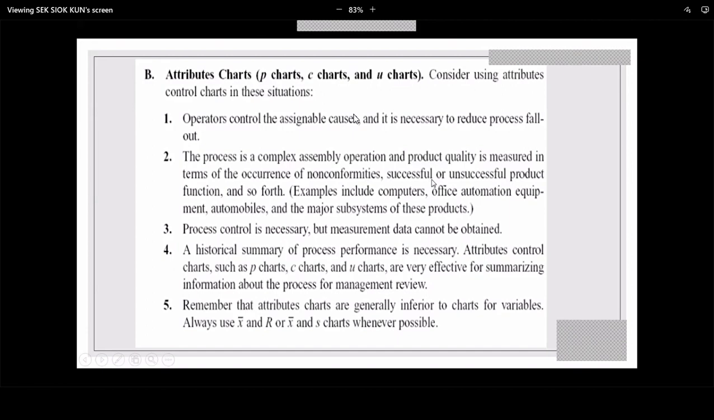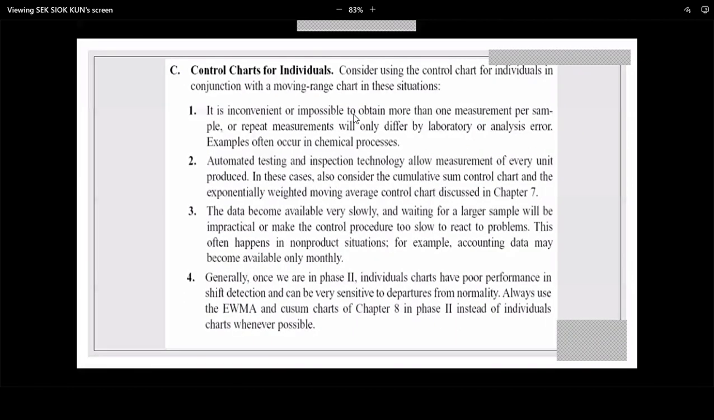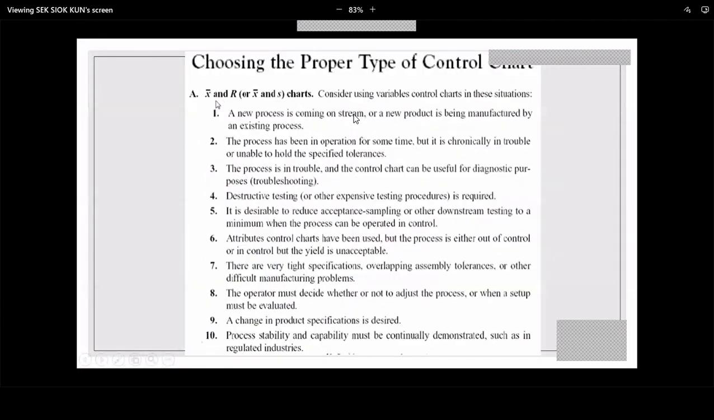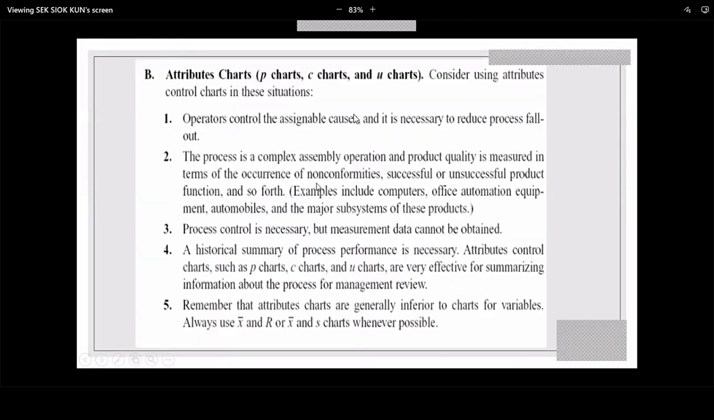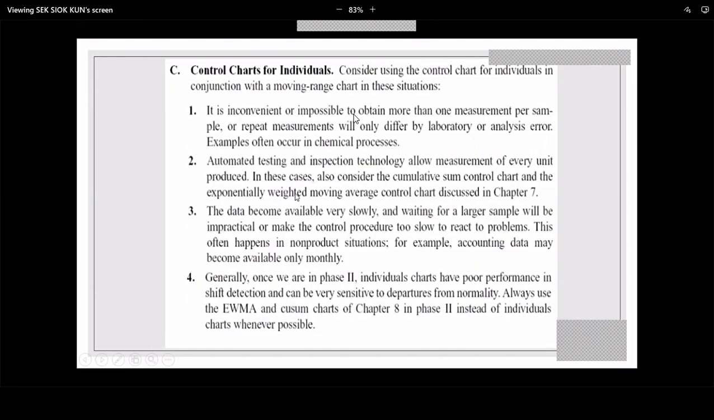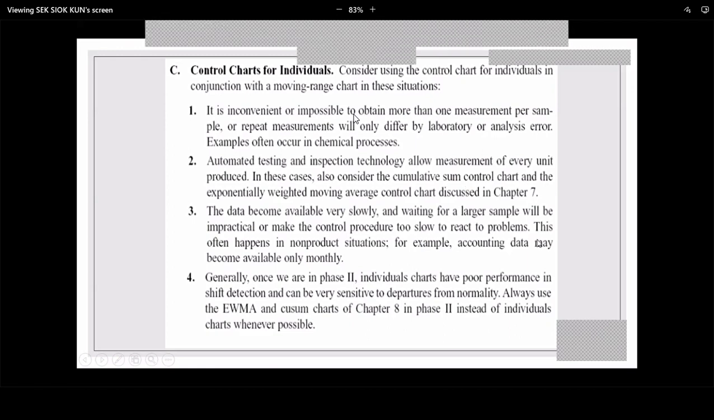So this is the control chart for individuals. Individual means it can be an individual chart. This one is based on the two types together, like S bar and R, S bar and S. Individual means you only have the S bar chart or R chart individually. Okay, so these are the conditions, just for your guideline only. But of course, different industries might have different conditions. It is case by case. This is just for general reference.